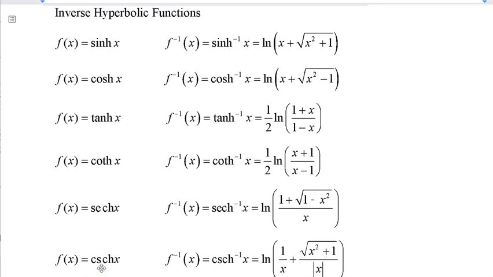And the inverse for hyperbolic cosecant is natural log of 1 over x plus the square root of x squared plus 1 divided by the absolute value of x. And let's prove the first one, and the others should be similar.